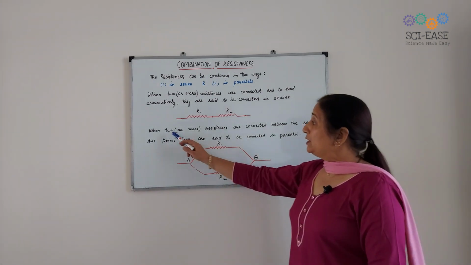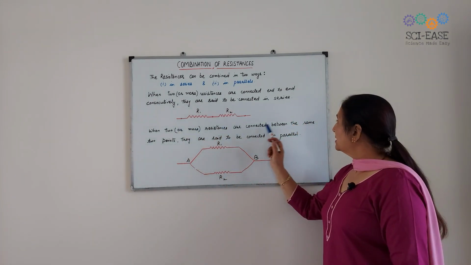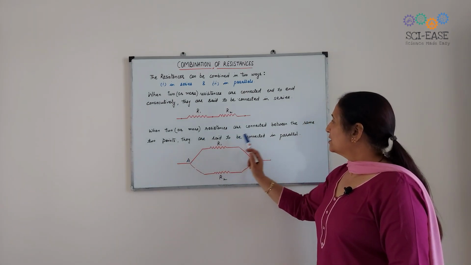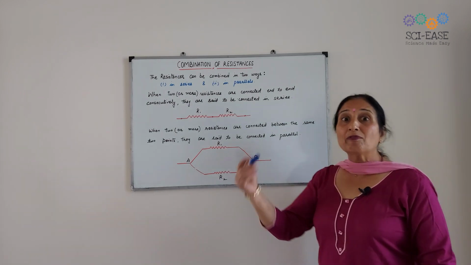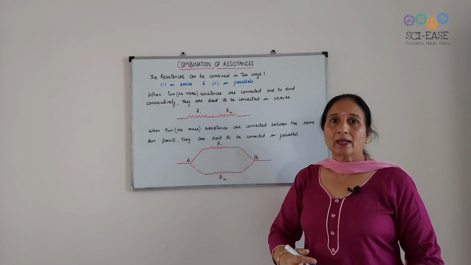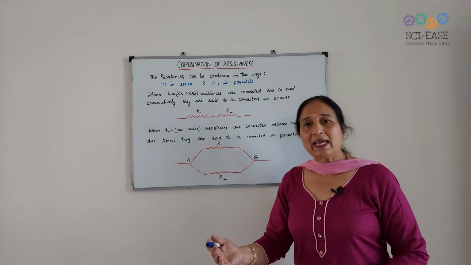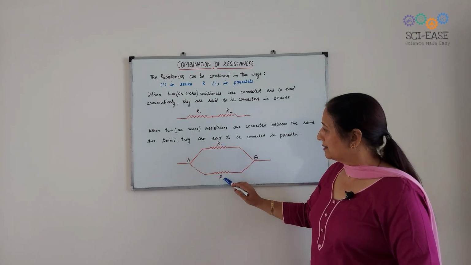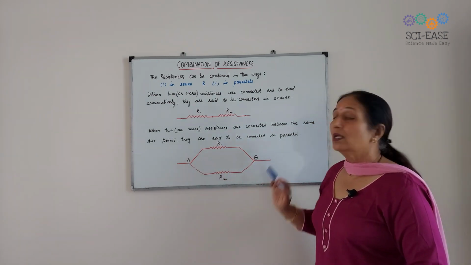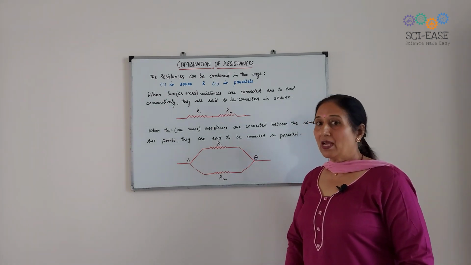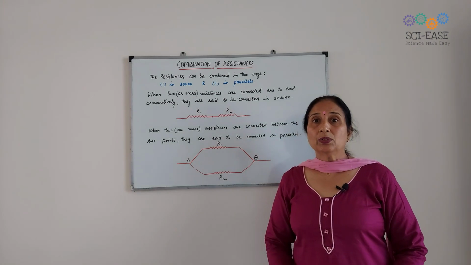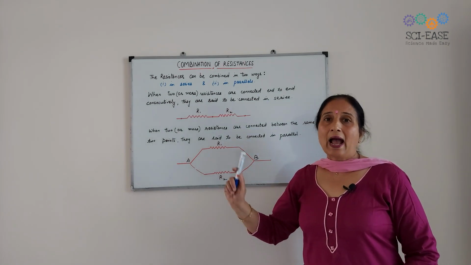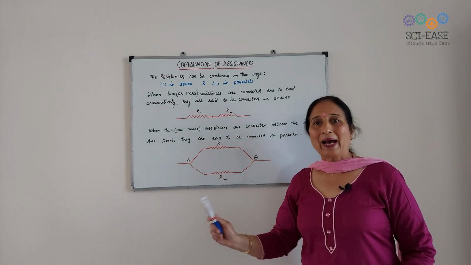But when two or more resistances are connected between the same two points, they are said to be connected in parallel. So if we want to decrease the resistance, then they are connected in parallel. Here, this is R1, one resistance, and this is the second. They are connected to the common points A and B. Then we will discuss in detail the resistances in series and the resistances in parallel.